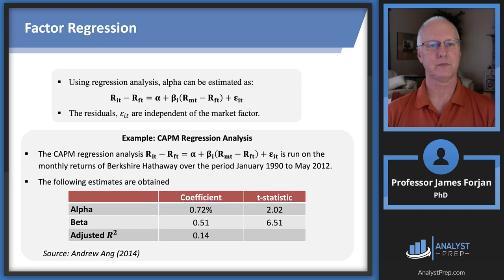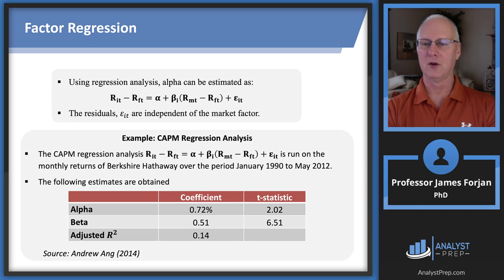Now, one of the interesting things about this particular chapter is that Ang goes ahead and collects data from January of 1990 to May of 2012, in which he looks at the monthly returns of Warren Buffett and Berkshire Hathaway using this factor regression, this capital asset pricing model factor regression. And there are the results that are shown in this table. So there's an alpha, there's a beta, and there's an adjusted R square. And I'll talk about that in just a second.